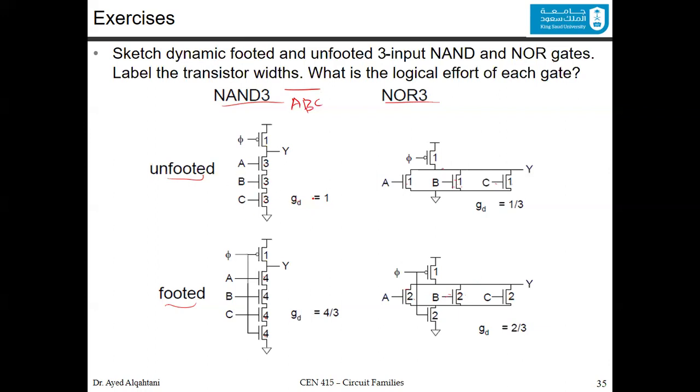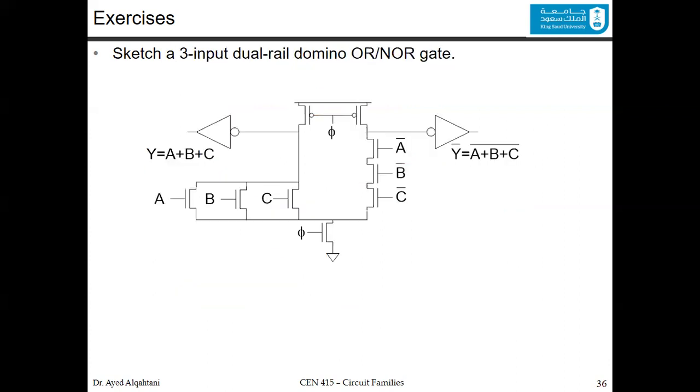The g_d is equal to the input capacitance here. So it's 3/3, which is 1. The input capacitance here is 4, so 4/3. Here is 1, so 1/3. Here is 2, so it's 2/3. So this question is also like an extension question, and it's very easy.